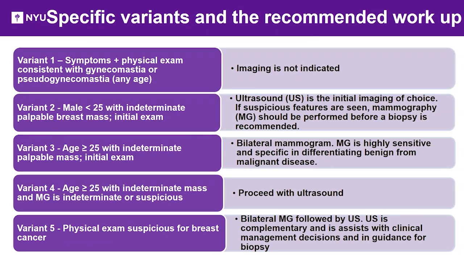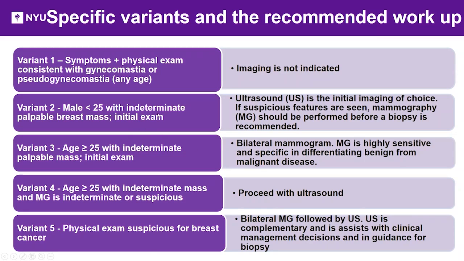So this is one of the summary slides. What I've done here is to review the 5 variants. As I mentioned in the beginning, variant 1 is where we have a very low suspicion. It gets a little bit higher as we go down, with variant 5 being the most suspicious. And along with it, here's a summary of what is the imaging. So if the clinical scenario is really for gynecomastia, pseudogynecomastia, imaging is usually not indicated. Variant 2, for males that are under the age of 25, we usually will start with an ultrasound, and then if we see something suspicious, we'll get mammography.